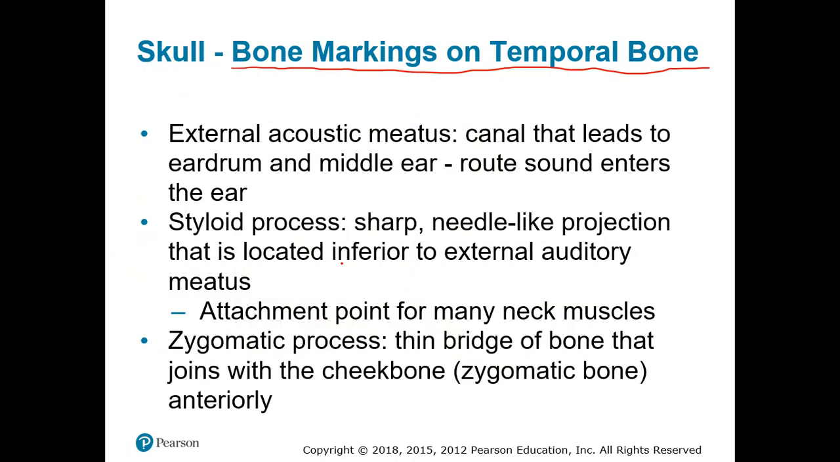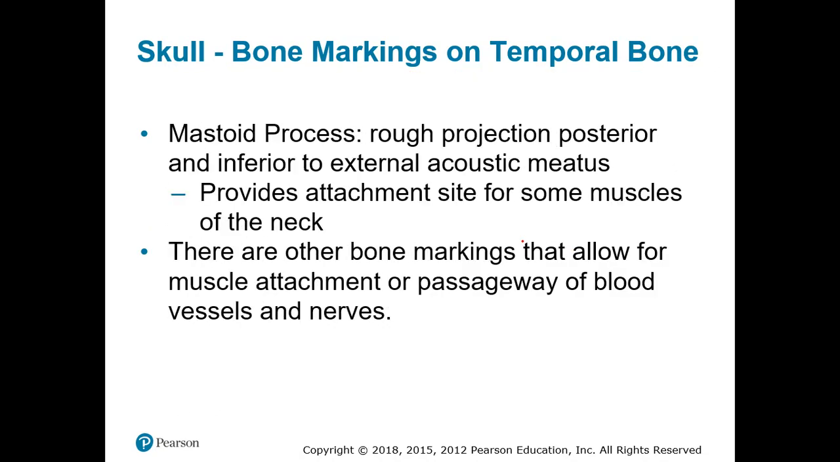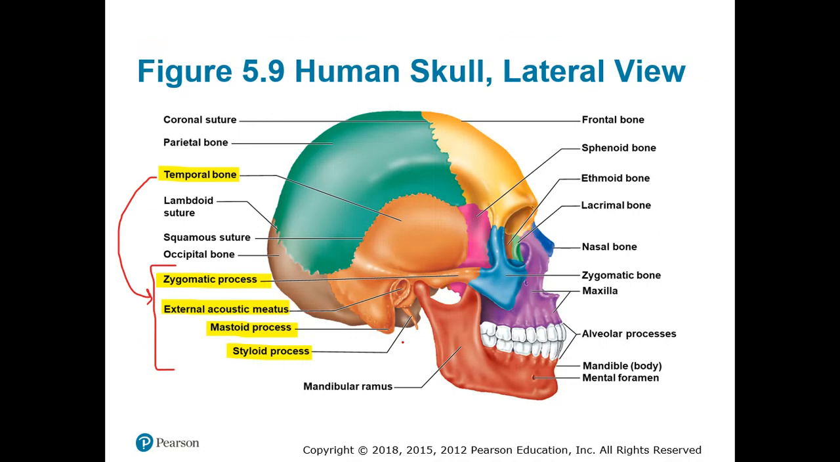The second type is a styloid process, and your styloid process is a very sharp, needle-like projection. It's located inferior, or below, your external acoustic meatus, and this is where a lot of neck muscles attach. So if I were to bring up this image, your styloid process is located kind of right here. Again, you see that needle-like point. It's right below your external acoustic.